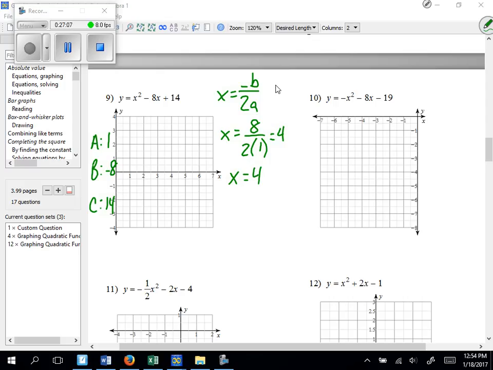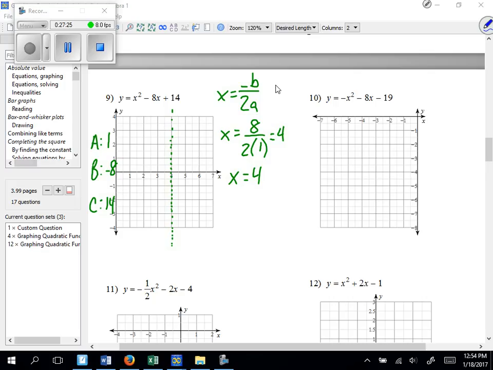So my axis of symmetry is going to create that dotted line. Oops, that was ugly. It's going to create that dotted line right at 4. That's going to create the symmetrical graph for us. After I find the x, it says plug that x in to find the y within my vertex.